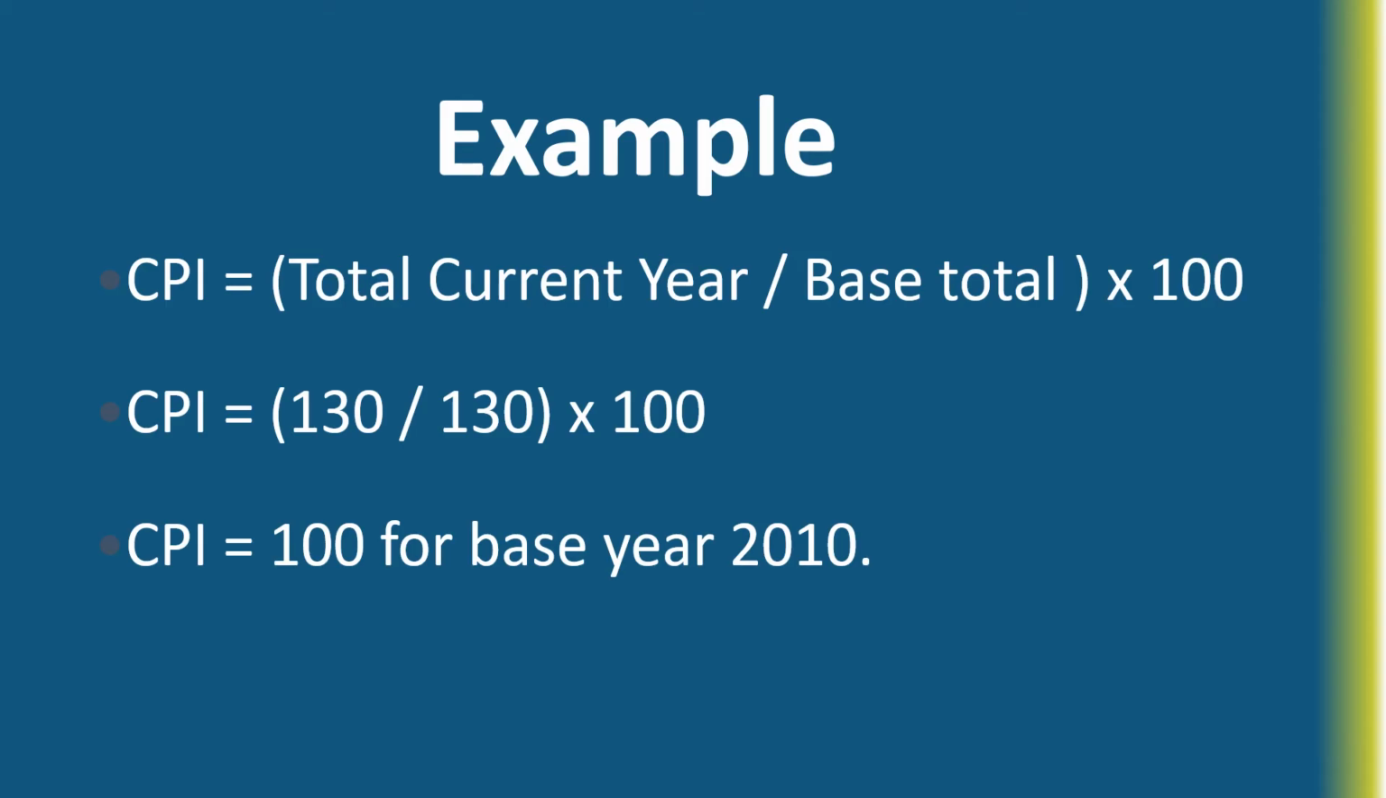and put this into our formula for calculating CPI. So our formula is going to be our total current year divided by the base year total times 100. So what we do here is our total current year is 130. That should be divided by the base year's total, which, since this year is our base year, is 130. And then we multiply this by 100. So we have 130 divided by 130, which gives us 1, times 100. And so our CPI ends up being 100 for the base year.